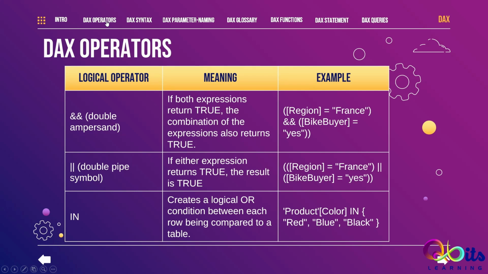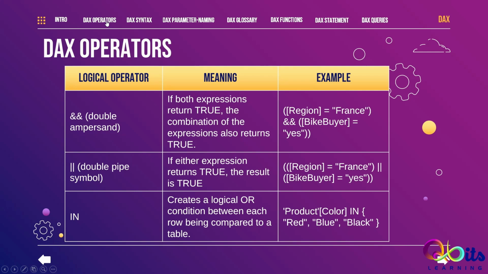Here we are seeing double ampersand, which represents AND condition, where if we have given two or more conditions, then it will give us true value only if both conditions are satisfied. Otherwise, it will return false. The next one is double pipe symbol, which represents OR condition. In OR condition, we check whether any of the conditions are true. It will give the output as true. Otherwise, if both the conditions are false, the output will always be false.